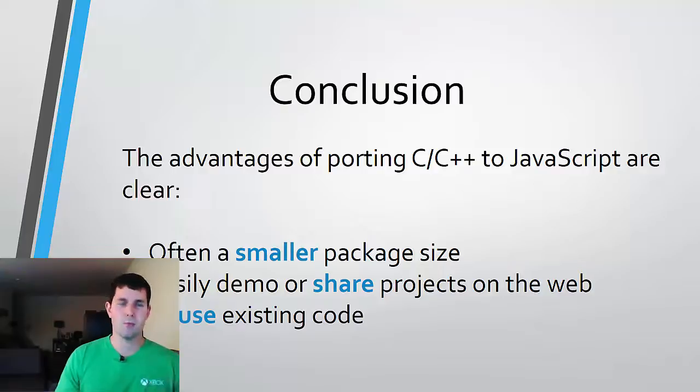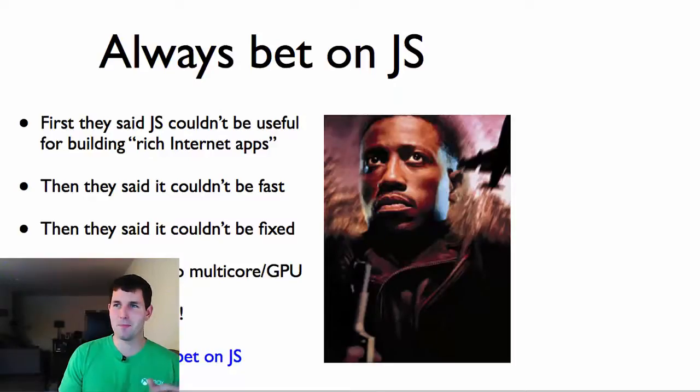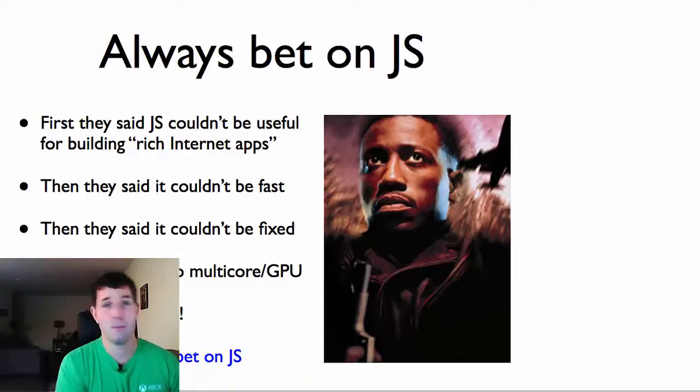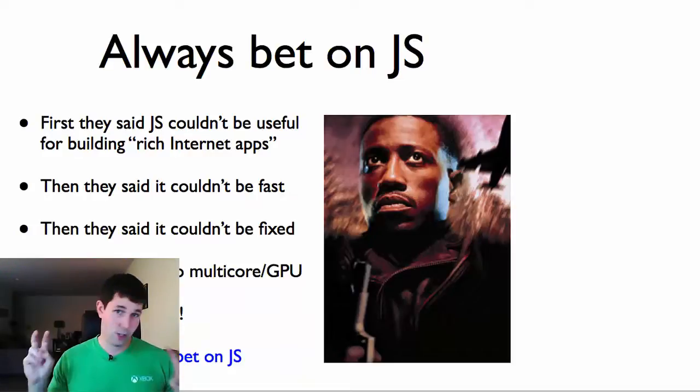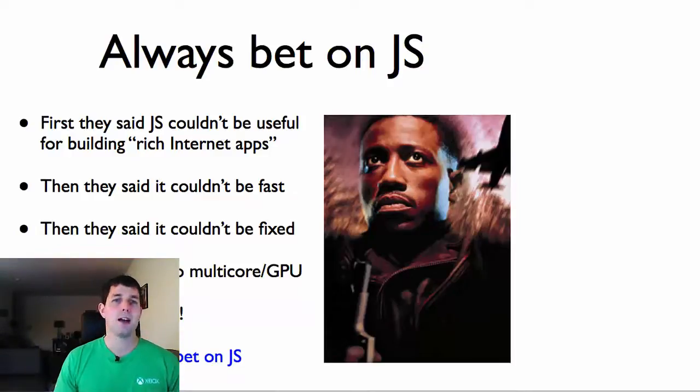Brendan Eich, again, like I mentioned before, one of the creators of JavaScript, if not the sole creator, has a great website that he points people towards, and I wanted to use this to wrap things up. And that is Always Bet on JavaScript. And right here we have Wesley Snipes from Passenger 57. First, they said JavaScript couldn't be useful for building rich internet apps, right? But you see that we have plenty of rich internet apps right now. Then they said it couldn't be fast, and I think through some of the benchmarks today, I should have you convinced that JavaScript is a very, very fast language today.